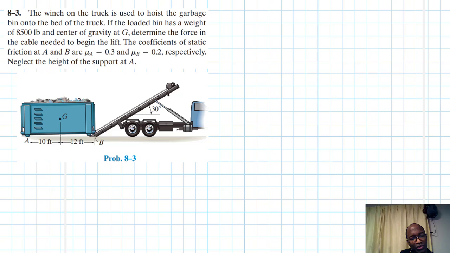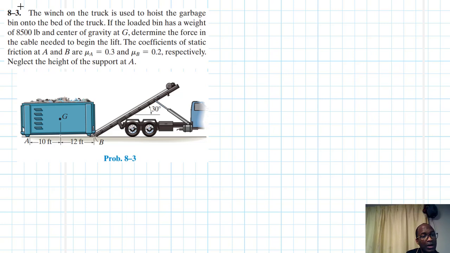So we are just assuming all those differences will not cause any moments when you begin to take moments. So this particular problem is coming from the Engineering Mechanics Statics textbook, 13th edition, by R.C. Hibbeler.